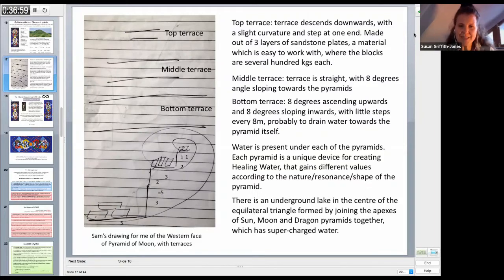And Sam says that it's because water is present underneath each of the pyramids, that each pyramid is a unique device for creating healing water that gains different values according to the nature, resonance, and shape of that particular pyramid. Plus, there's an underground lake in the center of the equilateral triangle, and I showed you some pictures in the beginning of the Sufi temple that's in the middle of the equilateral triangle between the pyramid of the sun, moon, and dragon.